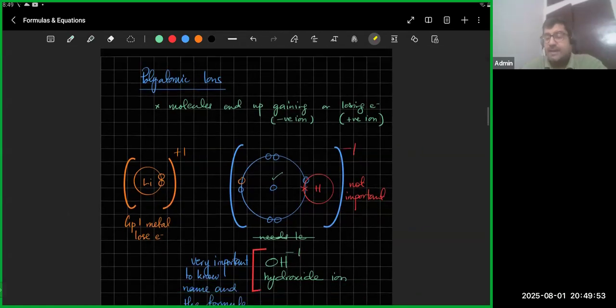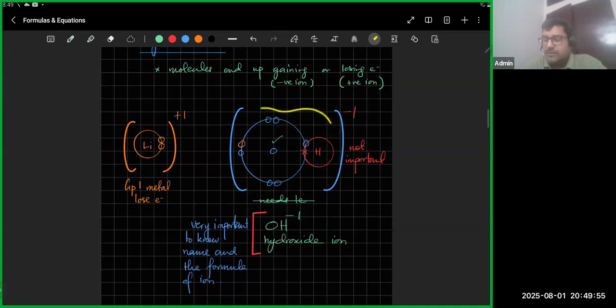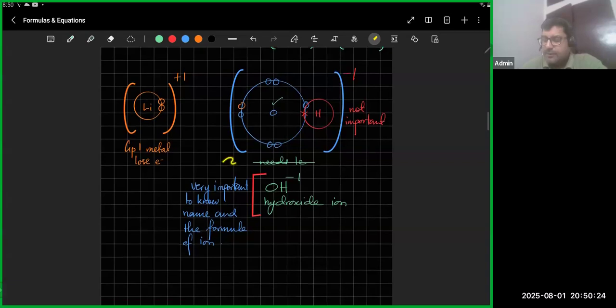Polyatomic ions were basically molecules. You don't need to remember the dot and cross diagram. They were molecules that ended up gaining electrons because the outer shell electrons were not getting completed, so they ended up gaining electrons or losing electrons from some other element. Like here, lithium had 1 electron and this OH ended up gaining an electron from lithium, which is why it got a -1 charge. It gained an extra electron. But you don't need to remember the dot and cross diagram for a polyatomic ion.